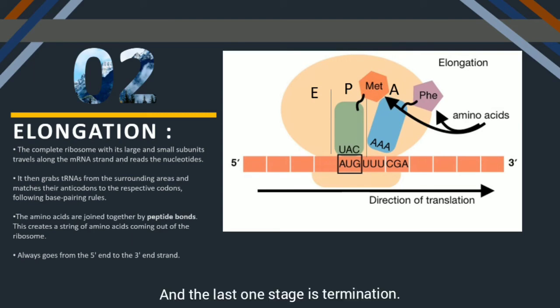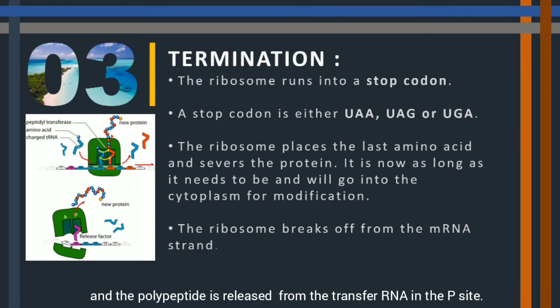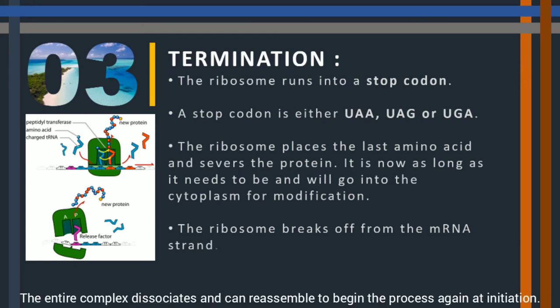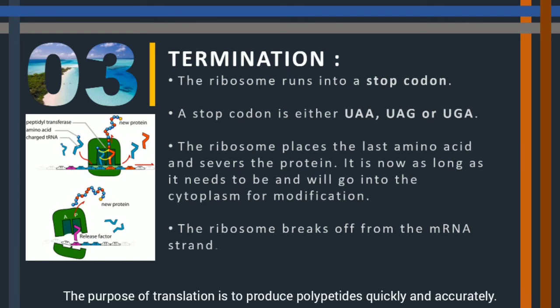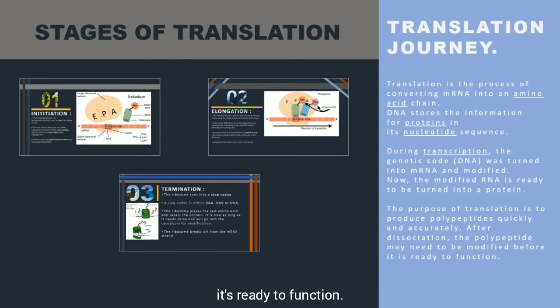And the last stage is the termination. Termination happens when a release factor binds to a site at the stop codon and the polypeptide is released from the transfer RNA in the P site. The entire complex dissociates and can reassemble to begin the process again at initiation. The purpose of translation is to produce polypeptides quickly and accurately. After dissociation, the polypeptide may need to be modified before it is ready to function.